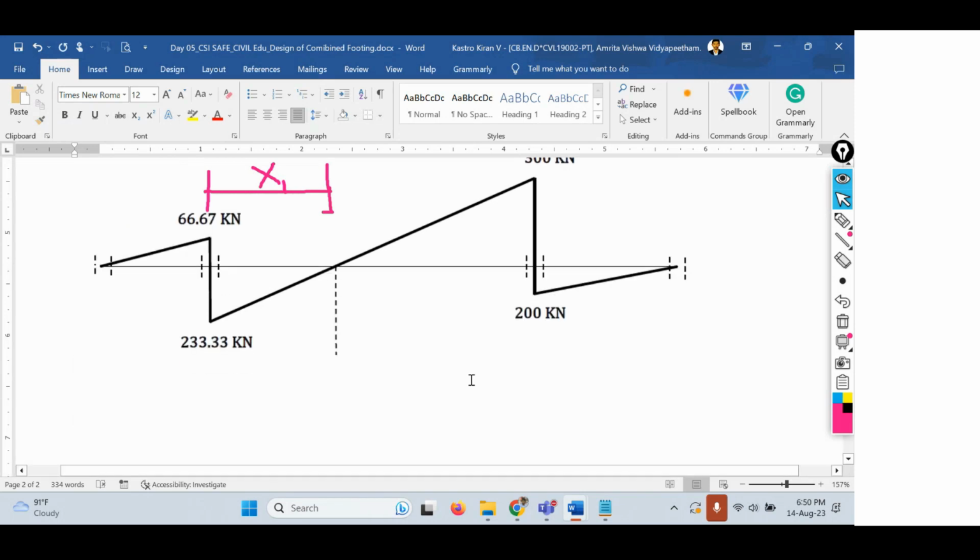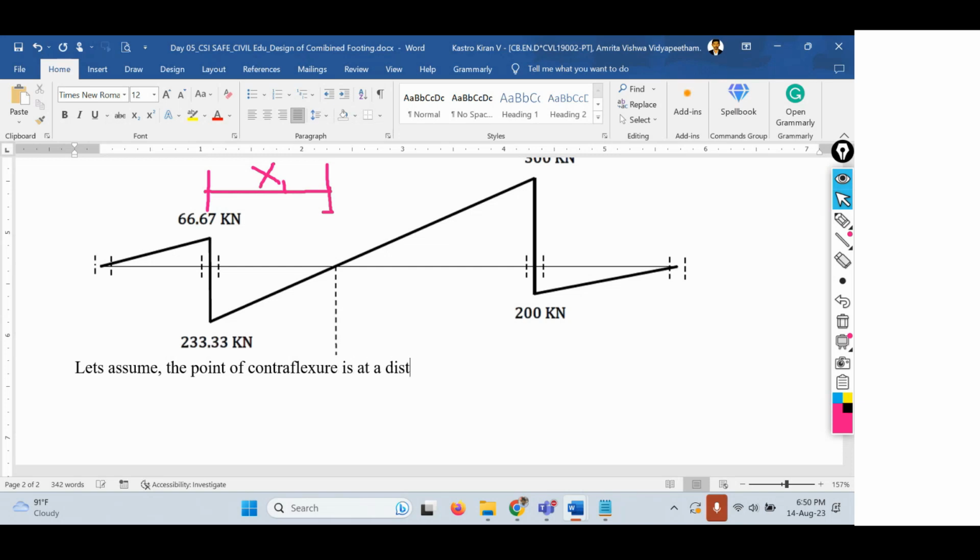So let's assume the point of contraflexion is at a distance of x1 from the center of column 1. Any notation you can give; here I'm just giving it as x1. That is basically C1, from the center of column 1.